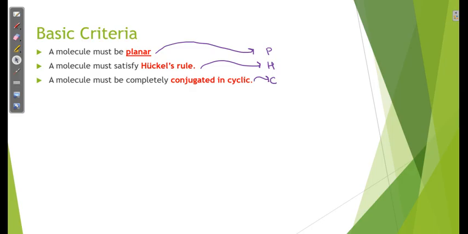Now the first question: how to decide planarity? We have to check whether the hybridization is sp2 or not. Sp is not possible because it has a 180-degree bond angle. How to check the Huckel rule, I will explain to you. Cyclic, you can easily identify; if the compound is cyclic, then it is possible.